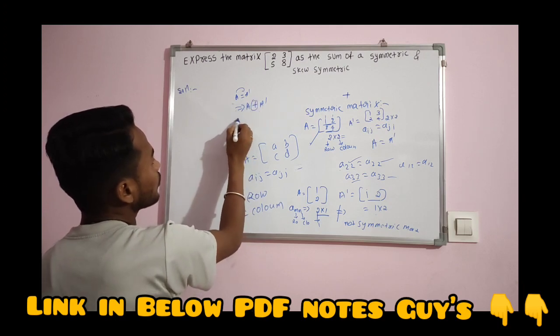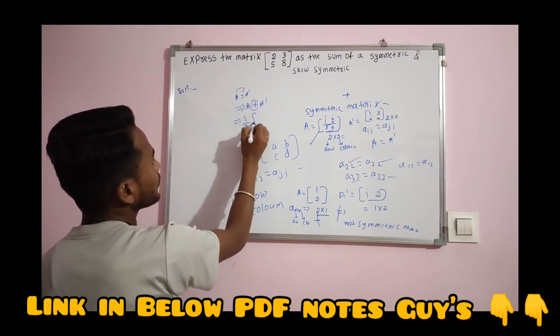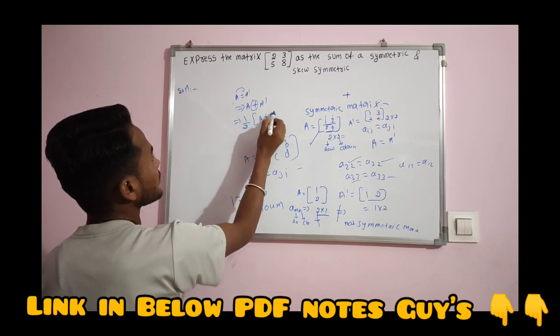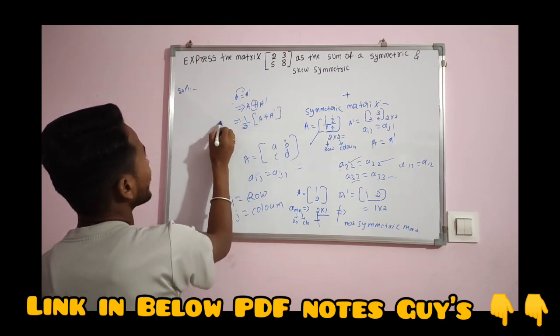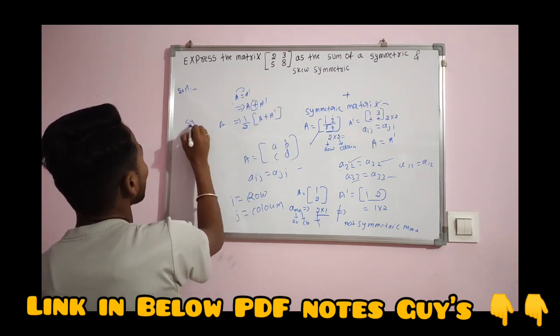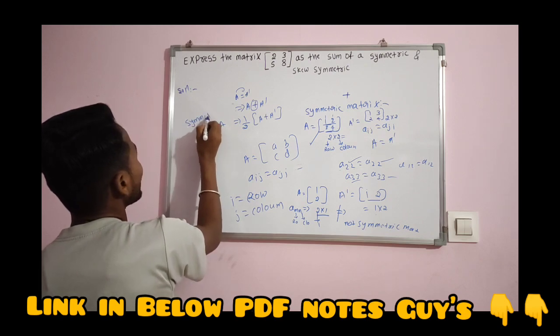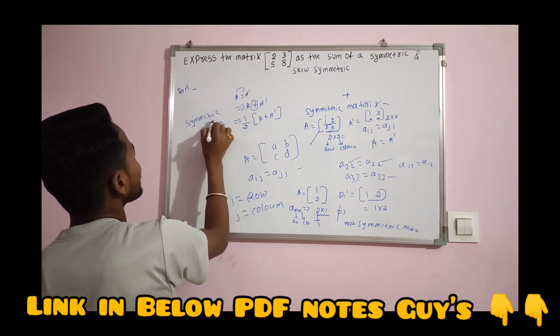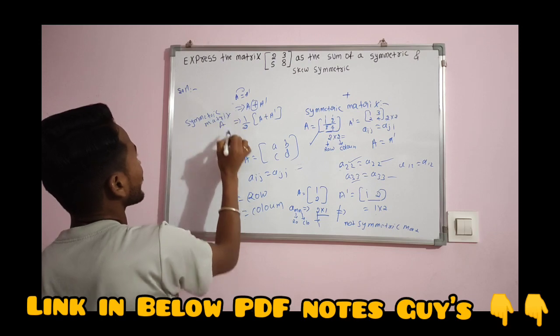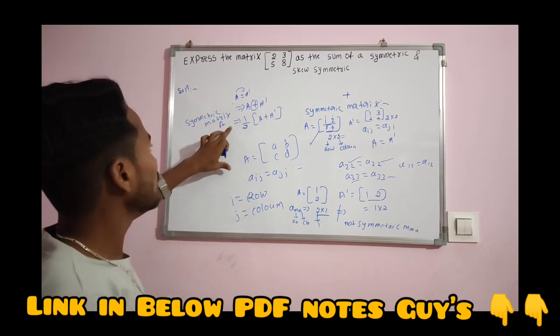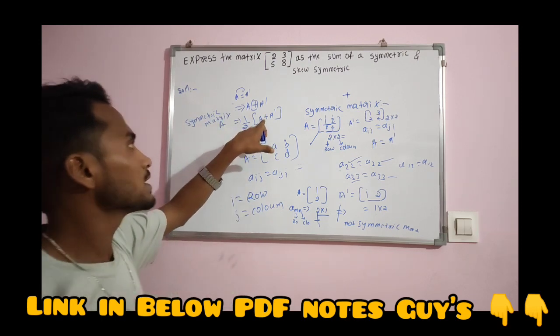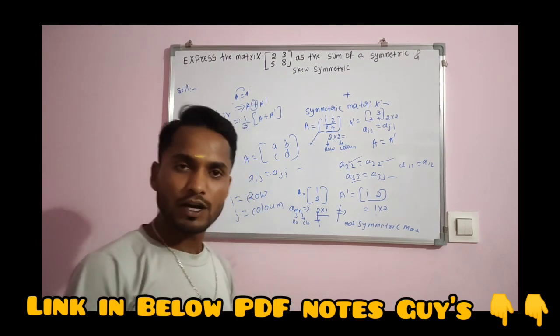Okay, so now how to write this? 1 by 2 (A plus A dash). This is the symmetric matrix formula. Symmetric formula: A equal to 1 by 2 bracket A plus A dash. This is the symmetric formula.